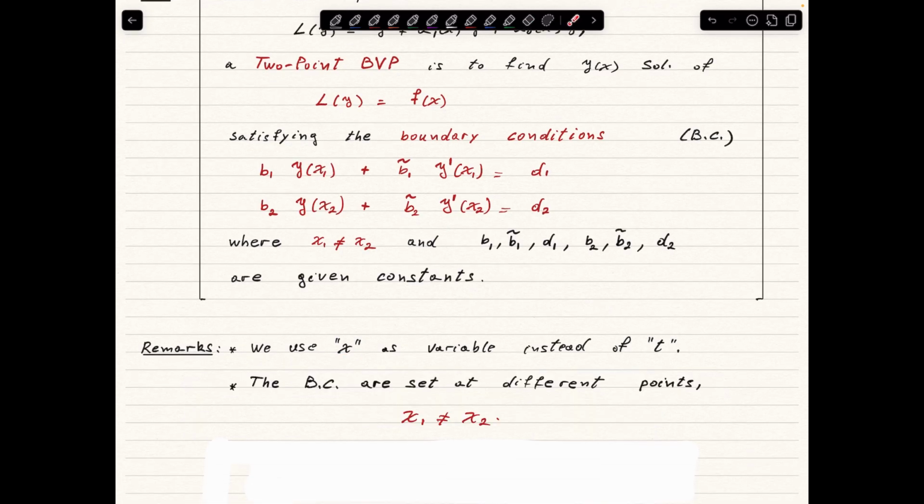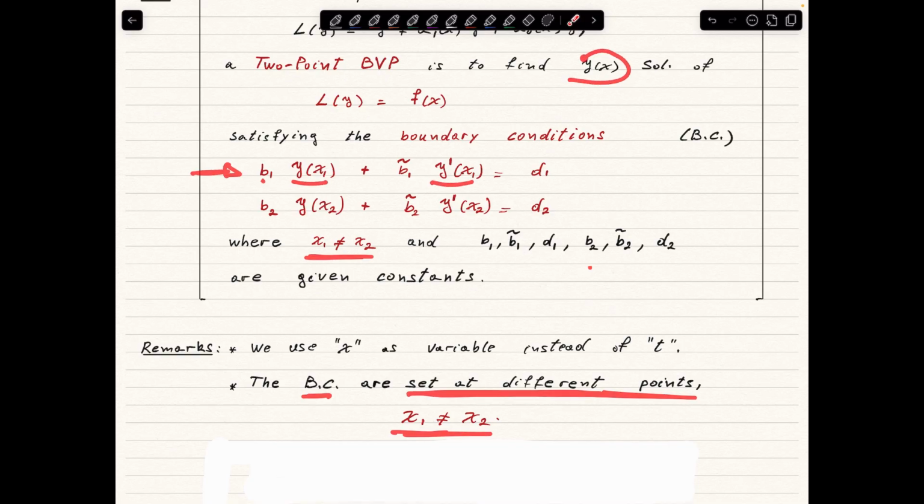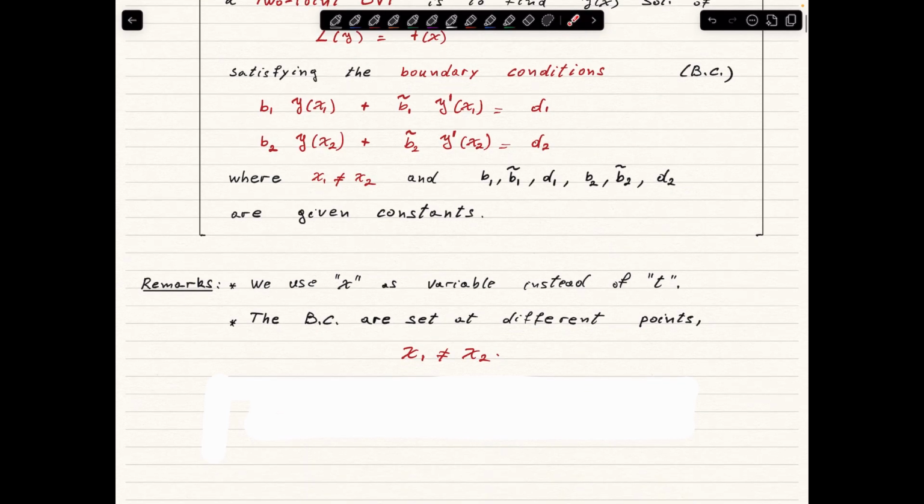The boundary conditions are set at different points, so x1 is different from x2. This is what we are saying here. The first condition is on the function and the derivative of the solution we are looking for, evaluated at x1. And this second equation, with different constants, is evaluated at x2. These 2 points have to be different in order for the conditions to be called boundary conditions. We are going to see an example of that in a minute.